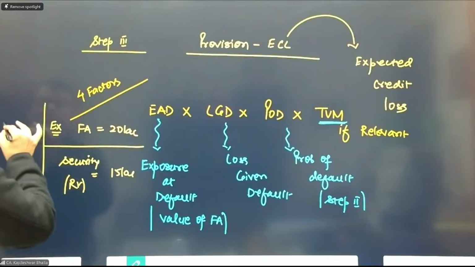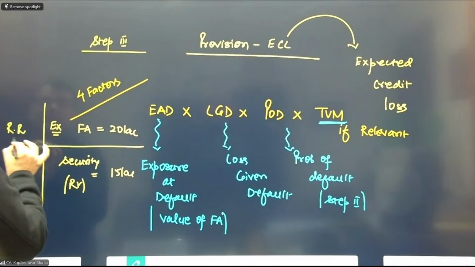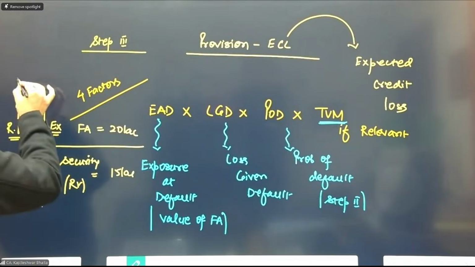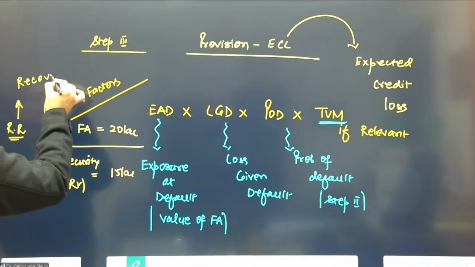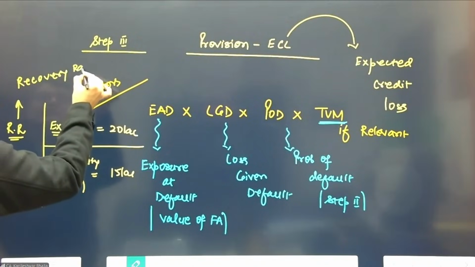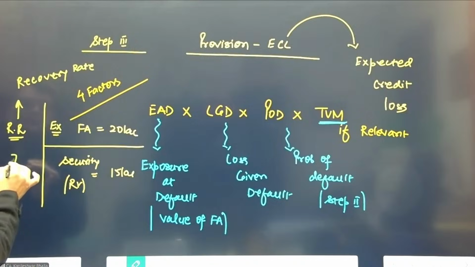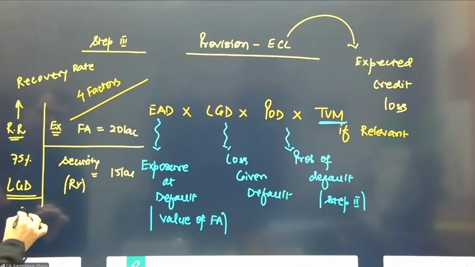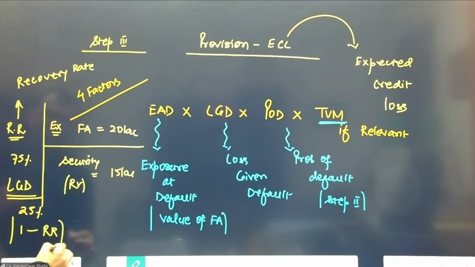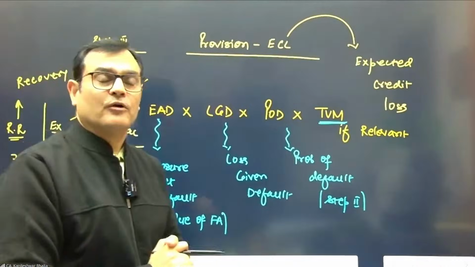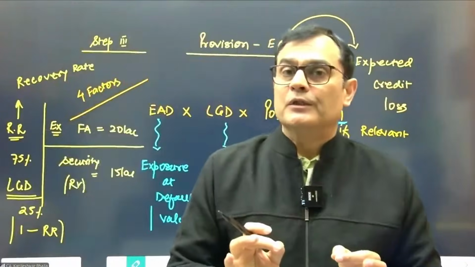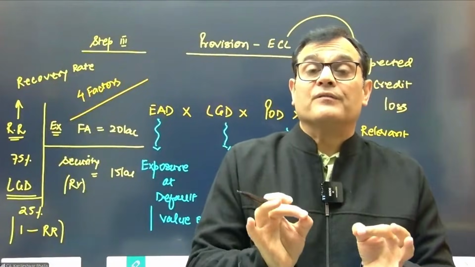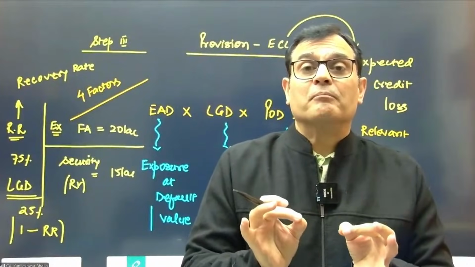So if I were to calculate RR, that is the recovery rate, I would say the recovery rate is 75%. So LGD, loss given default, is the remaining 25%. 1 minus the recovery rate is the LGD, the loss given default. In a worst to worst scenario, you will not be able to recover 25% of the money.